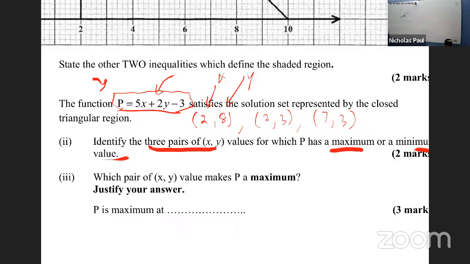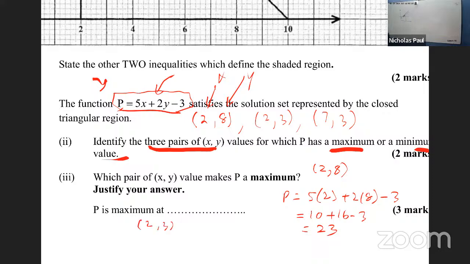Well, it is right? So first one, I'm plugging in 2 and 8. So when it's 2 and 8, I got P is equal to 5 by 2 plus 2 by 8 minus 3. So that's 10 plus 16 minus 3, which is 23. Correct? Go again. Check out 2 and 3. 5 by 2 is 10, and then 2 by 3 is 6, so I got 13. So that's out for sure.